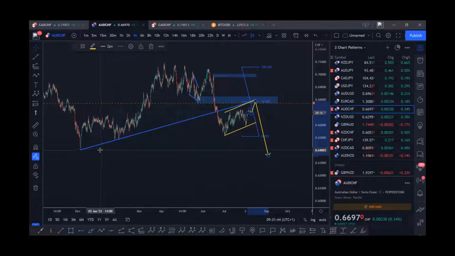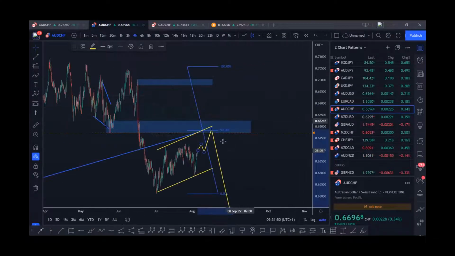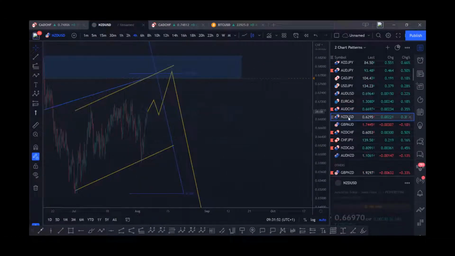Okay. Breaking below here, below 0.64, maybe down to 0.62. All right. So take note of that as well. Take note of that. Then you have New Zealand dollar.